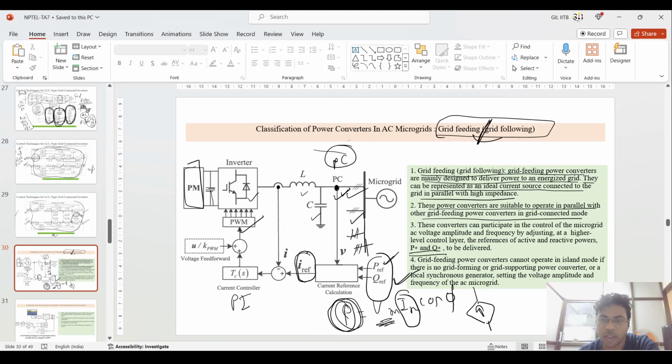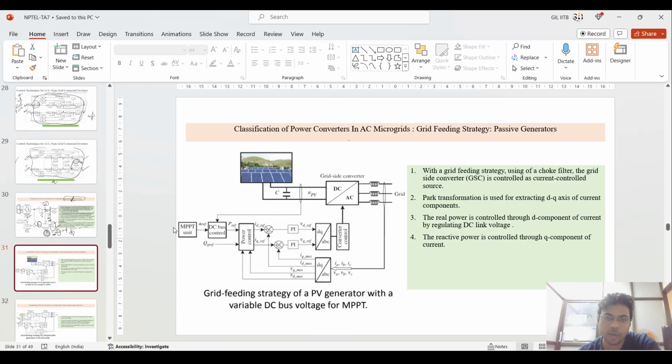P and Q star is taken as the reference for generating the amount of current it should deliver. Okay. So this is the most important. The voltage and the frequency of the microgrid is maintained at a constant level by taking a certain reference. Okay, so coming to the second point, that is the grid feeding structure.